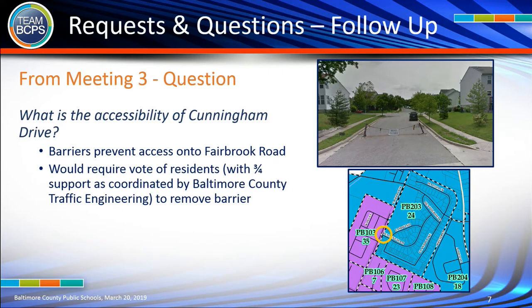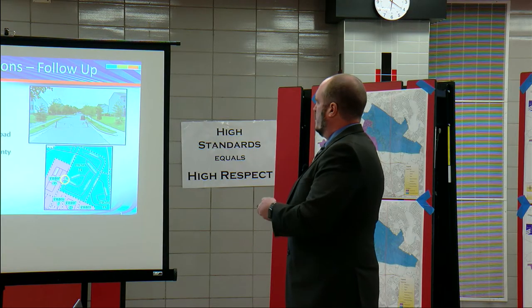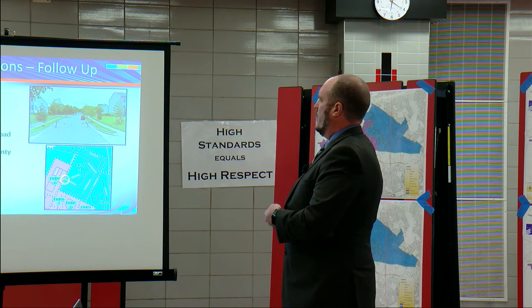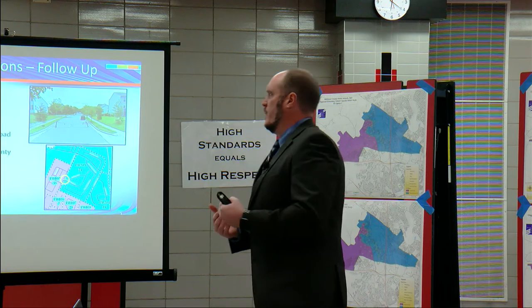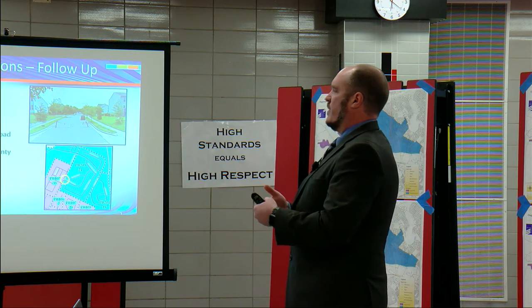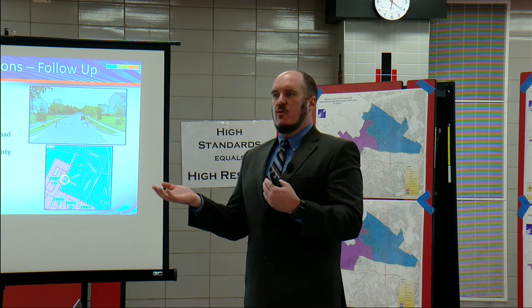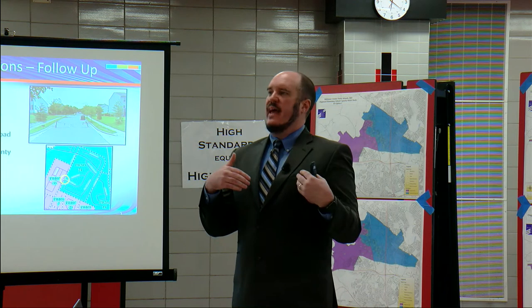There has been some question about whether that is permanent or temporary, and what the status of that is. These barriers do prevent access onto Fairbrook Road, and the transportation office has talked to the county to try to figure out the nature of that road closure. They said that in order to remove that barrier, the homeowners association or the residents in this area would require a vote of residents, with 75% of the residents supporting withdrawing that barrier.